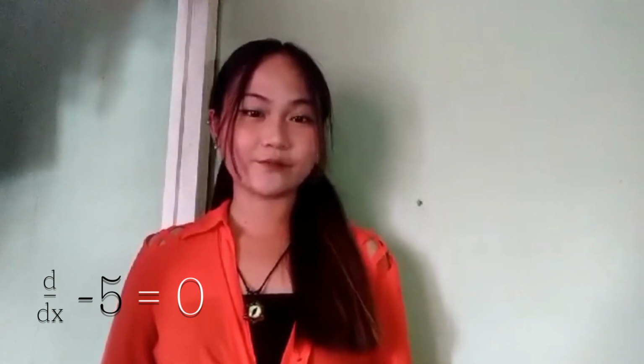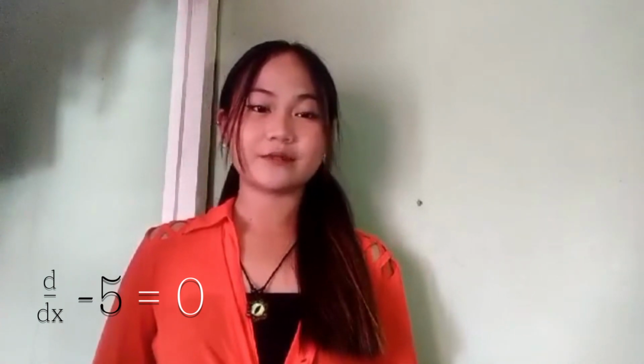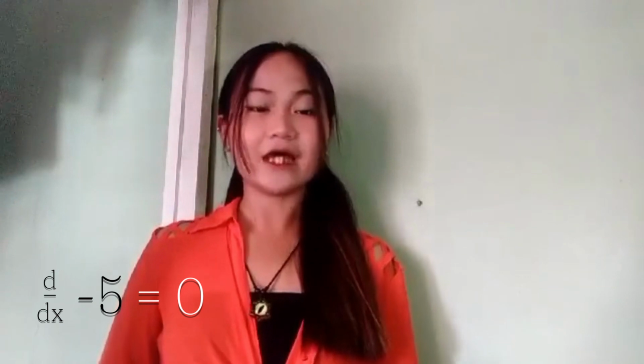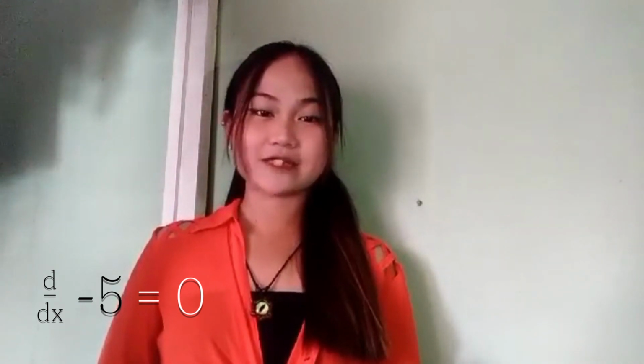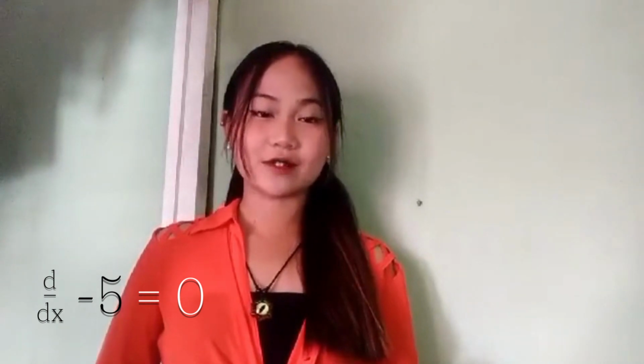The constant rule states that the derivative of any constant is always equal to 0. Reminder that the variable c is any real number. Therefore, when we differentiate negative 5, we will have the derivative of negative 5 is equal to 0. The f prime of x is equal to 0.